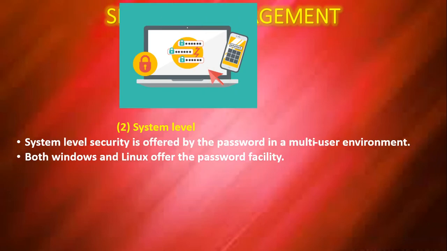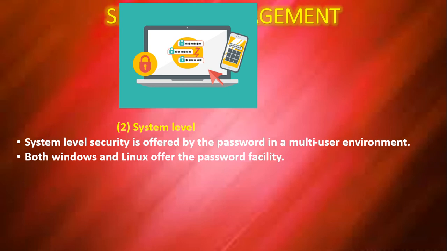The next level of security is system level. It provides security at the system level by offering a password in a multi-user environment. We know that in Windows we can create many user accounts. Every user account has a unique password. We have to create it in order to provide security to the data.